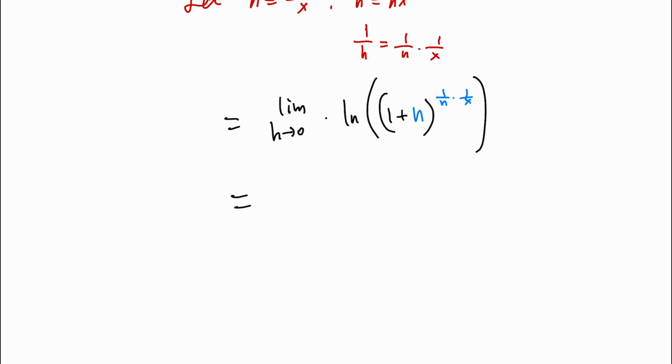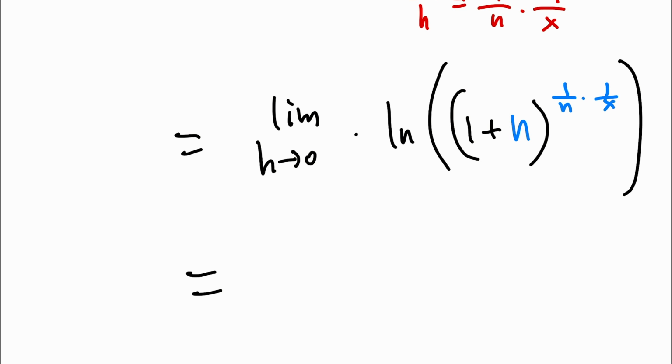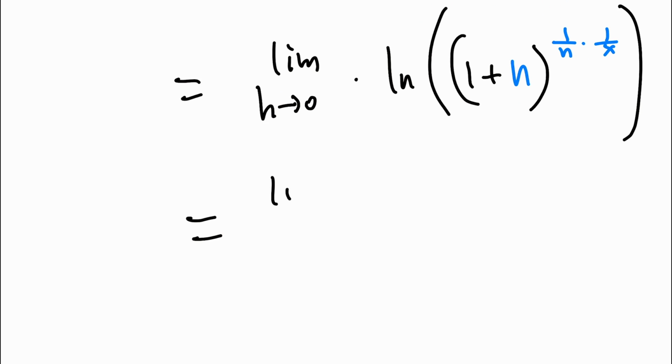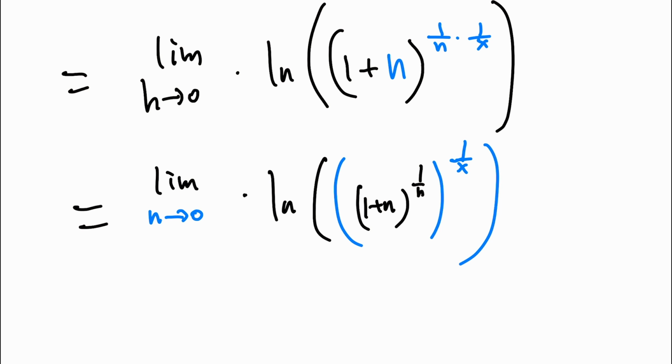And as we know, as h approaches 0, the numerator approaches 0, so 0 over something means our fraction will approach 0 as well. So we can just substitute this h to be n. So that is equal to the limit as n approaches 0 of this stuff. We can rewrite this as this to the 1 over n, that to the 1 over x power. And you'll see why we write that in a moment.